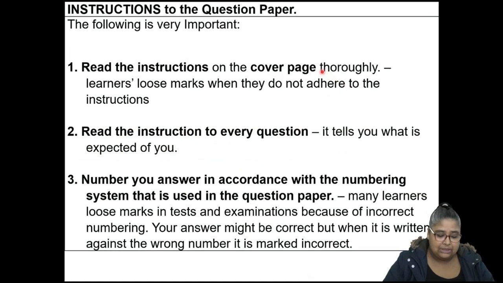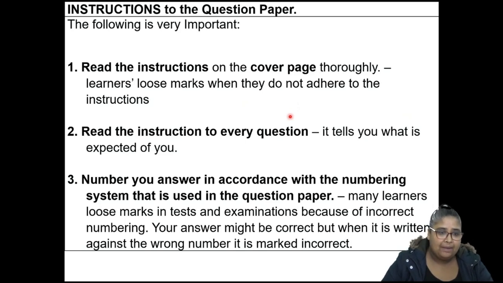Very important, learners. You have to read your instructions carefully and follow them. So the following is very important. We read our instructions on the cover page thoroughly. You lose marks when you don't adhere to instructions. So for example, if you were asked to graphically illustrate something, you have to draw a graph. There are certain rules that you need to follow as well.